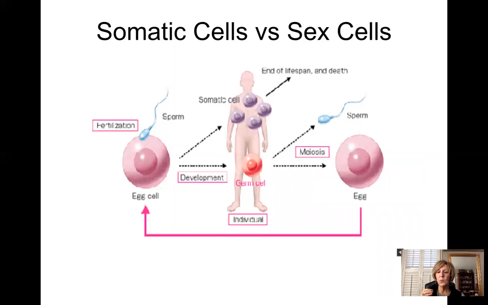And so what's really important is that you realize that in order to make sex cells, you have to decrease the amount of genetic material by half. That's what meiosis is, all right?